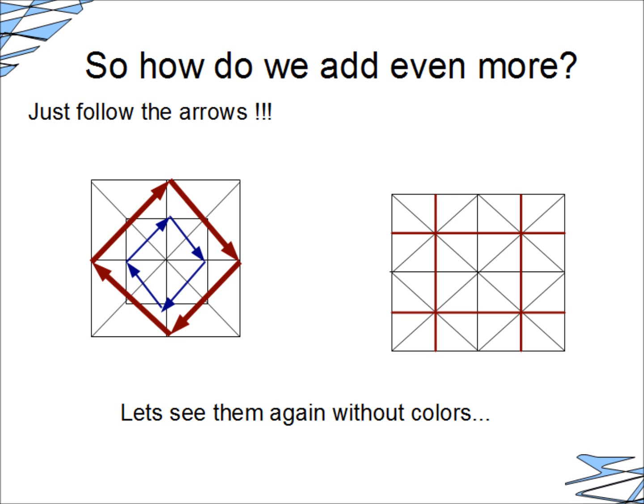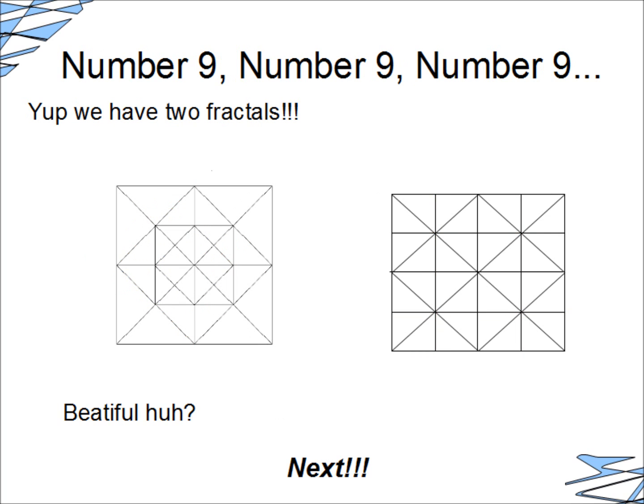So how do we add more? Well, here it is. Follow the arrows. And the other one, just draw these lines. Pretty simple, huh? So let's see what end result we have without those colors. Interesting, huh? We have two fractals.